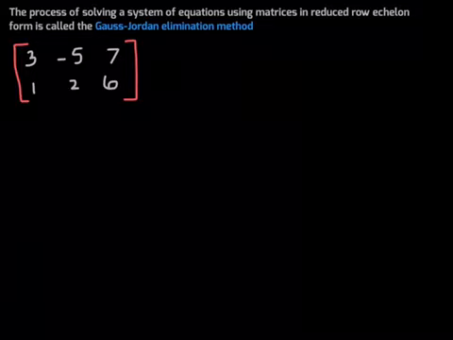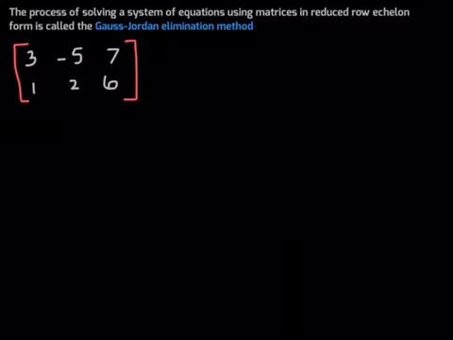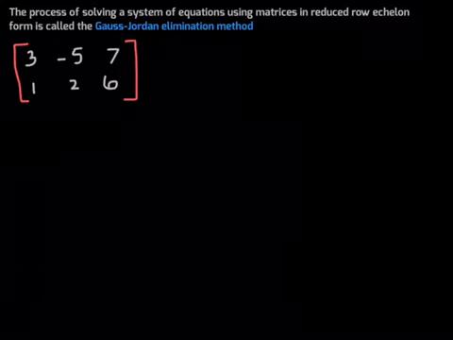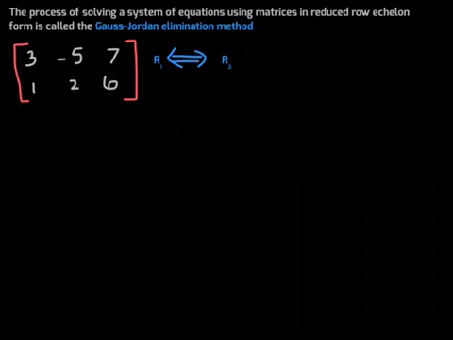Now this is very important. In order for you to get any credit at all with this kind of work, you have to write down what it is you're doing. This is my notation for saying that row 1 will be swapped with row 2.